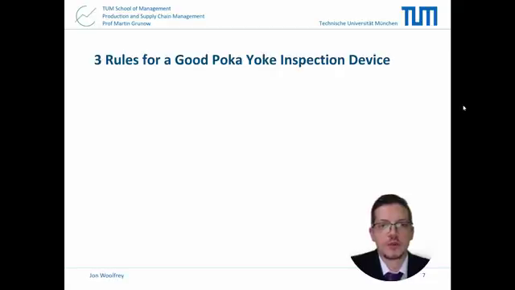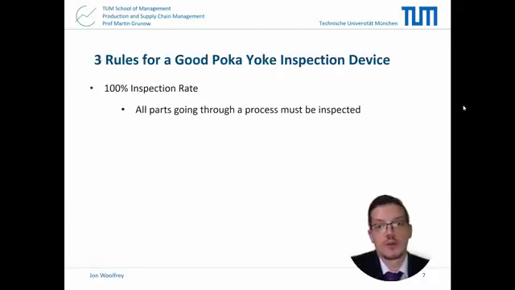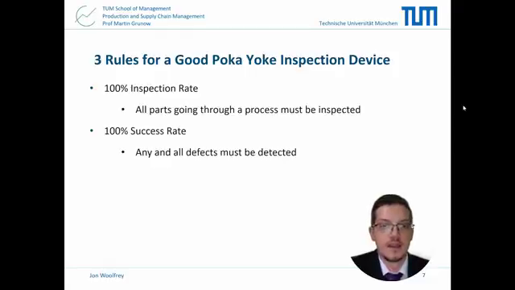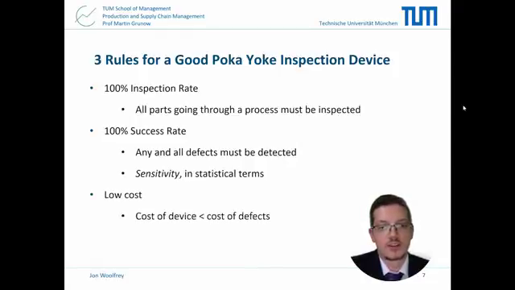So what are 3 good rules for a poka-yoke inspection device? Well, first, we have to have 100% inspection rate. So all parts going through a process must be inspected. We have to have 100% success rate. So any and all defects must be detected. And in statistical terms, this is called sensitivity. And lastly, it must be low cost. So the cost of the device must be less than the cost of defects for a return on investment.